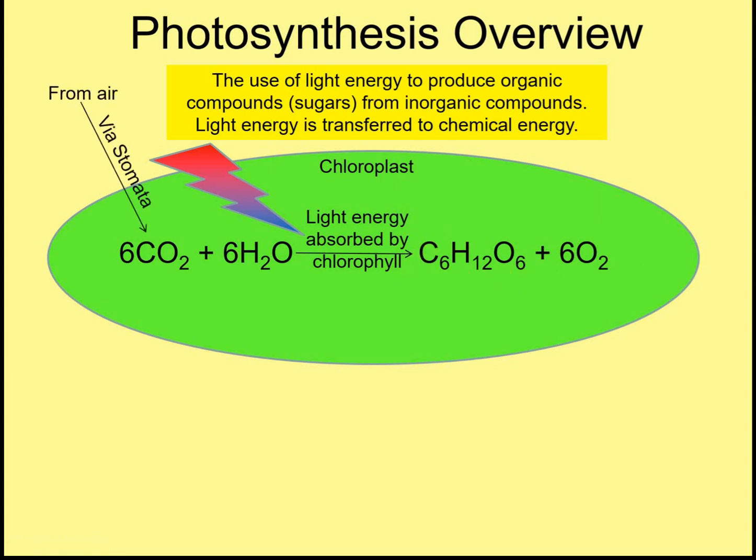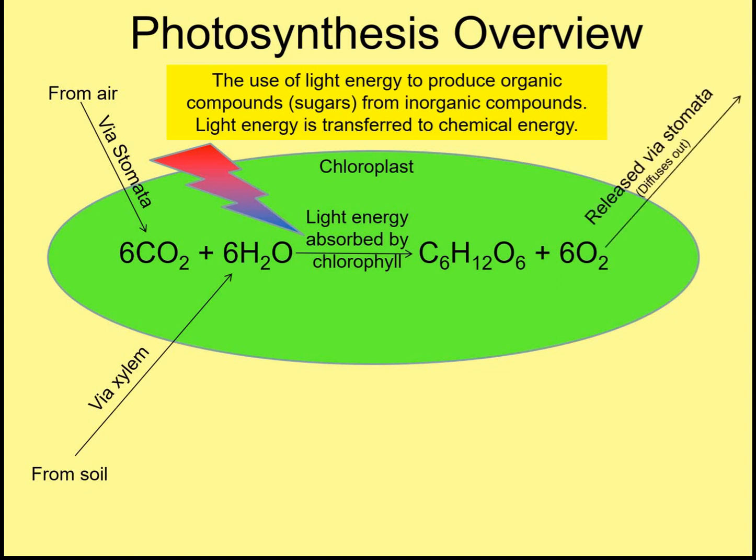The CO2 is coming from the air, diffusing in via the stomata. The water is going to have come from the soil, and it's going to have travelled up from the soil through the stem in the xylem vessels. The oxygen that's produced is going to generally diffuse out into the air via the stomata. And then the glucose that's produced is going to be used by the plant.